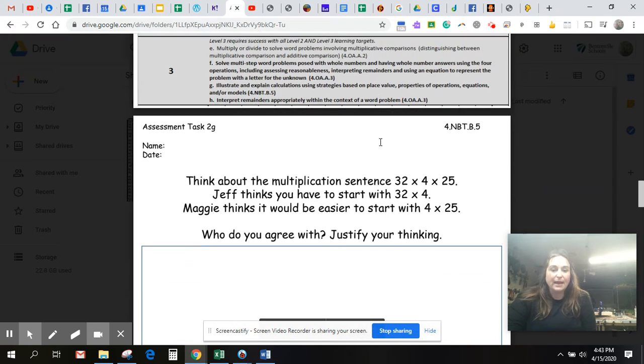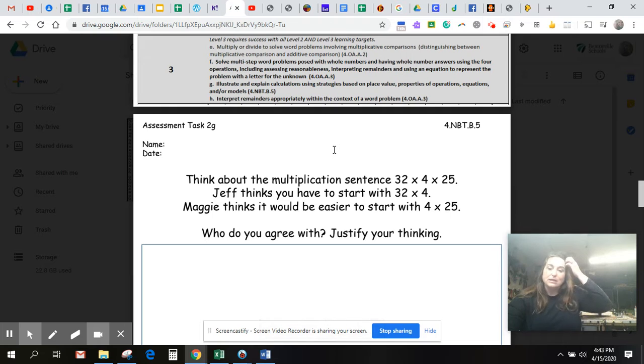So the question today is: think about the multiplication sentence 32 times 4 times 25. Jeff thinks you have to start with 32 times 4. Maggie thinks it would be easier to start with 4 times 25. Who do you agree with? Justify your thinking. So we've talked about the properties of operation in class quite a bit this year.